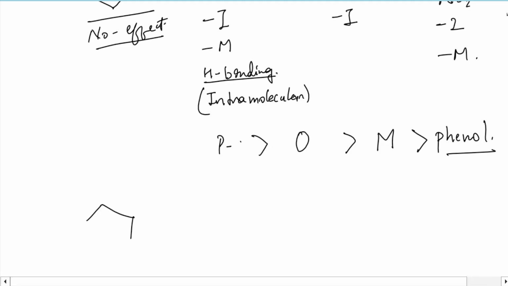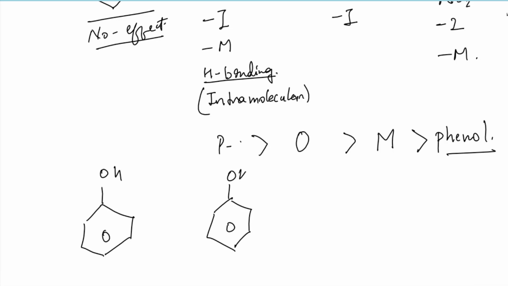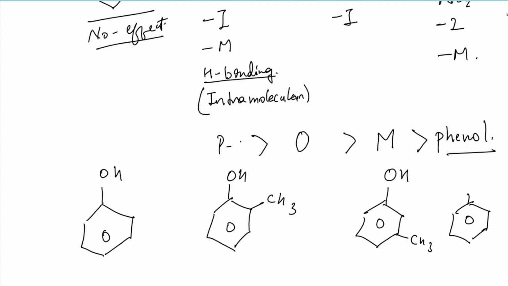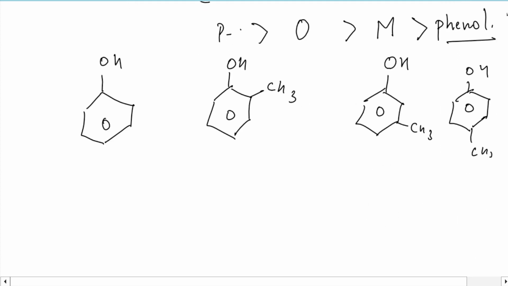Next is phenol, orthocresol, toluene with OH group or phenol with CH3 group. This is known as cresol. This is metacresol, and this is paracresol. So ortho, meta and paracresol along with phenol. Let us have a look at their order.